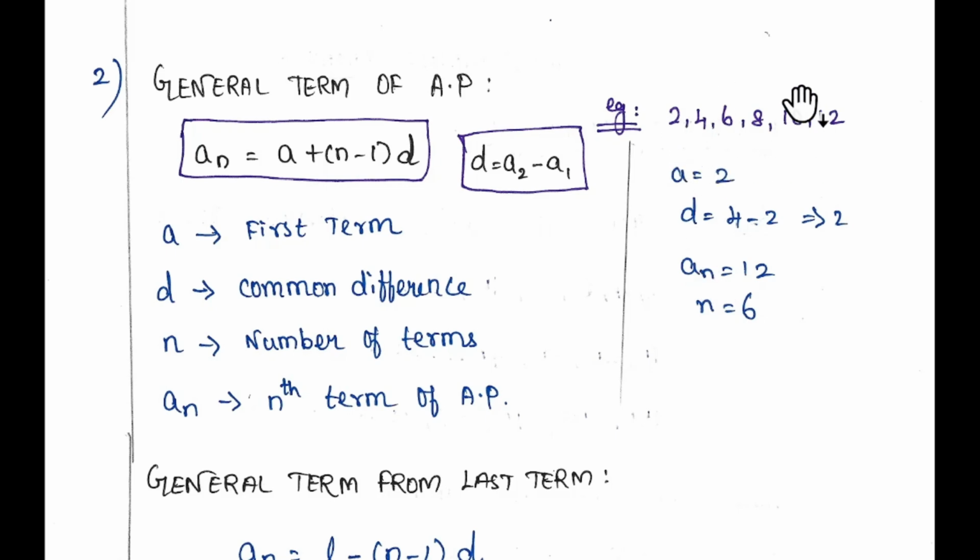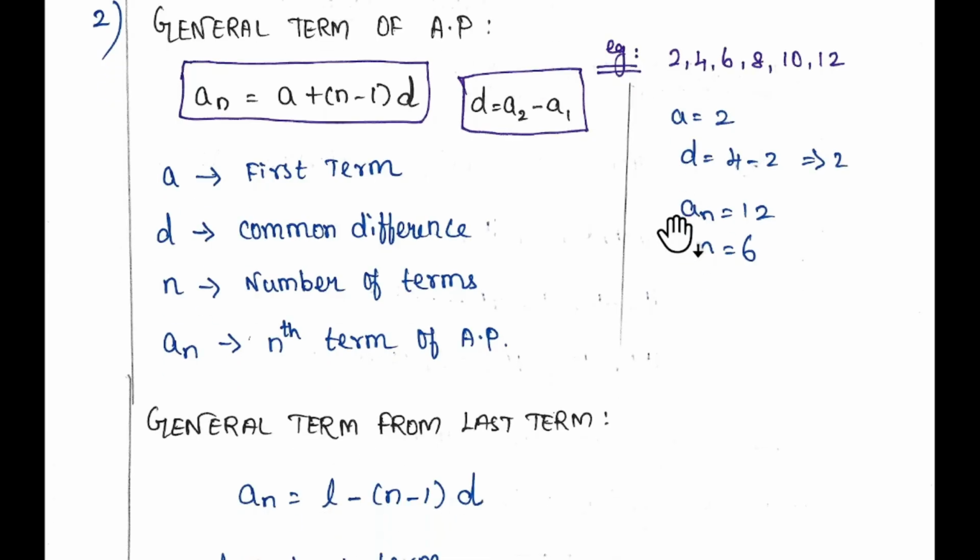And how many terms are there? 1, 2, 3, 4, 5, 6. So totally 6 terms are there. So n is equal to 6. Remember, a is the first term, d is the common difference, n is the number of terms, and an is the nth term of the given series. The nth term is the last term.